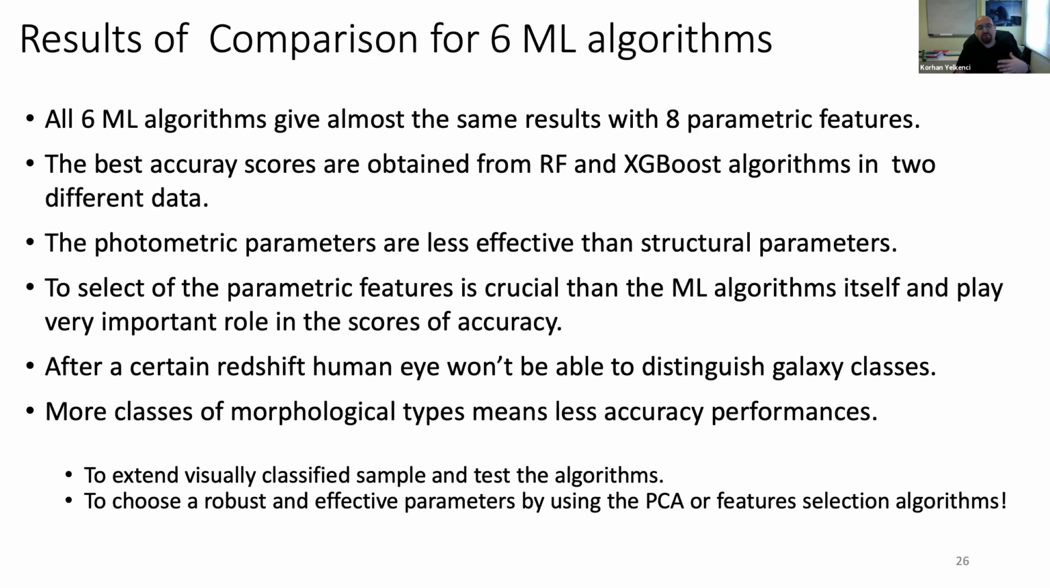To extend visually, we need to extend the visually classified samples and test the algorithm. If we have more galaxies, it means you will have more accuracy. Also, choose robust and effective parameters by using PCA or feature selection algorithms. This is very crucial, because if your features are not good, your accuracy goes down. You should define your features, and using some algorithms for defining the features is very crucial.